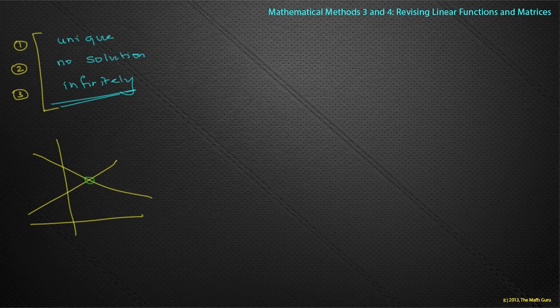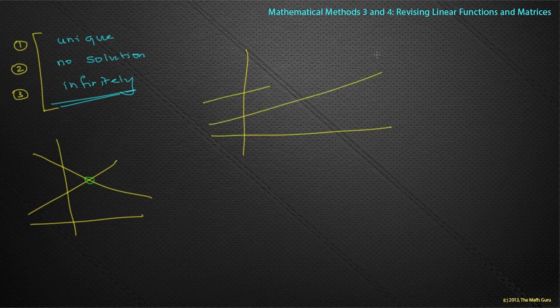What about no solution? Well, we're dealing with straight line graphs. The only way that they will never meet is if both of them are parallel. If they are parallel, they are never going to meet, which means the gradients of the two lines are exactly the same. We'll come back to that in a moment. So they're parallel, right? So these will cross.